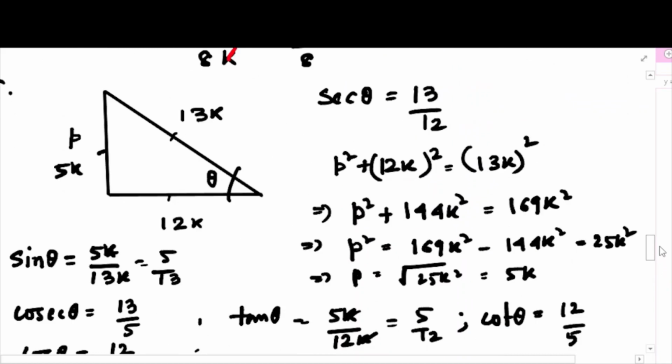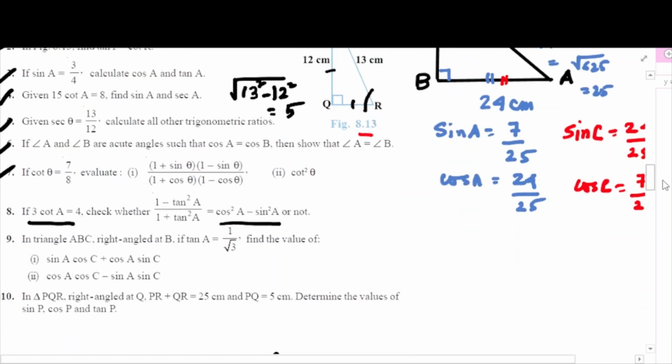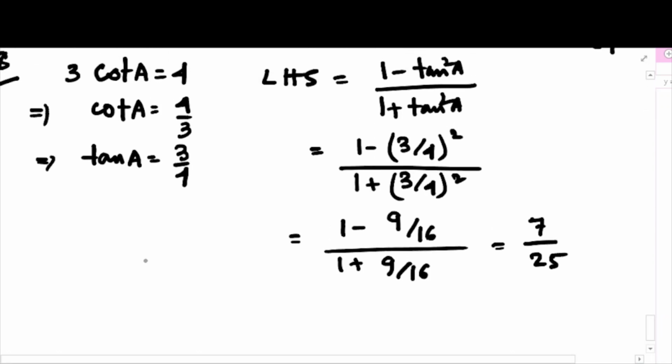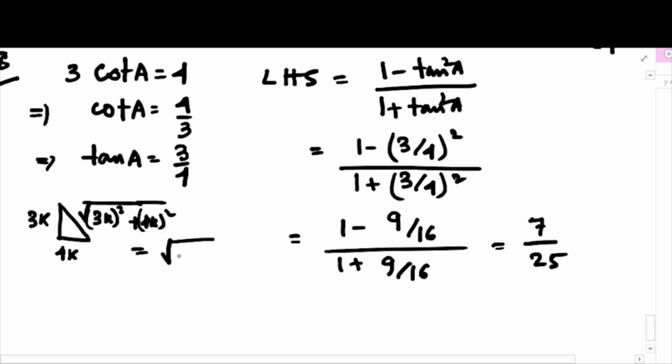Now in the RHS we have cos square A minus sin square A. So we need to find out cos A and sin A from here, where the value of tan A equals 3 by 4. So think about this triangle, tan A equals 3 by 4, that means 3k by 4k. So what would be the hypotenuse in this case? Root over of 3k whole square plus 4k whole square. 3k whole square means 9k square, 4k whole square means 16k square. So that means root over of 9 plus 16, 25k square. So it will give me 5k, right?